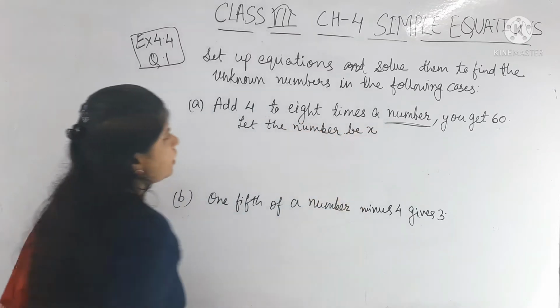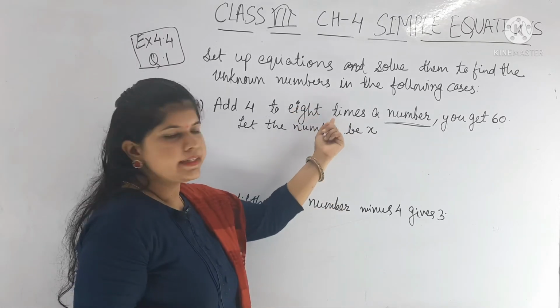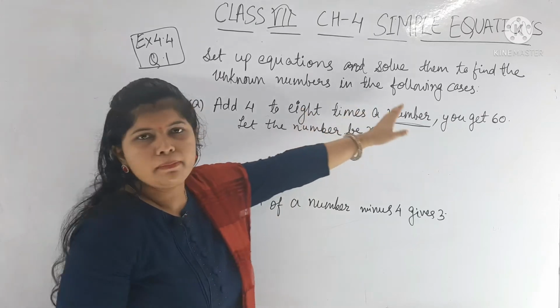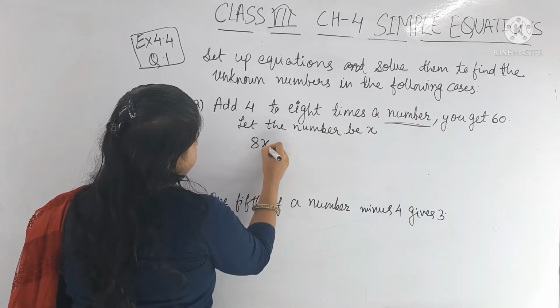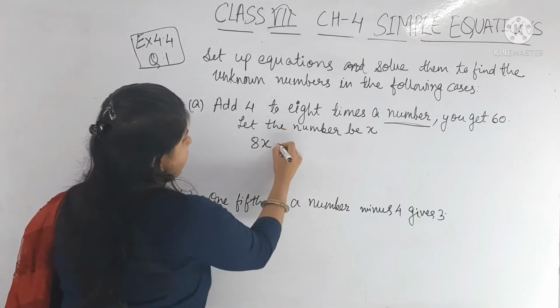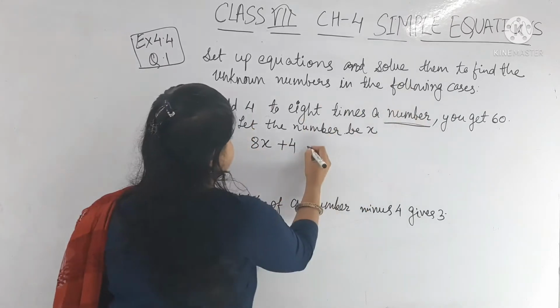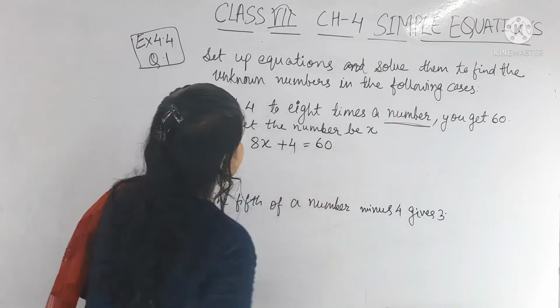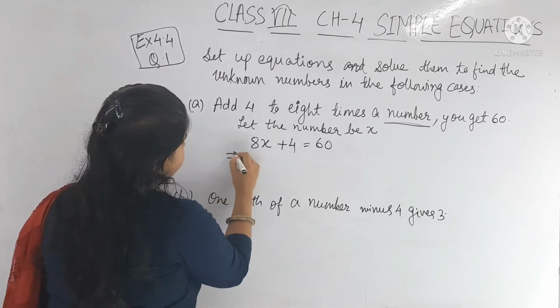so let the number be x. 8 times means 8 multiplied by that number, so I will write 8x. Then add 4, we have to add 4, then you get 60. So the result is 60. I will solve by the transposing method.